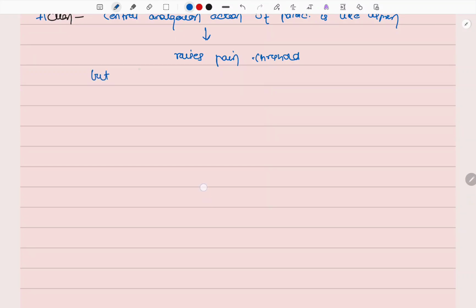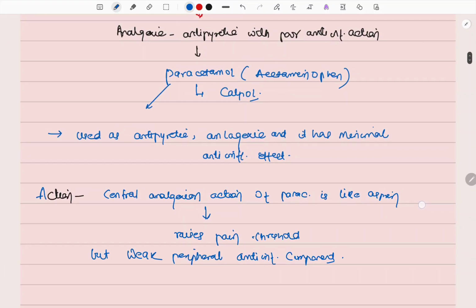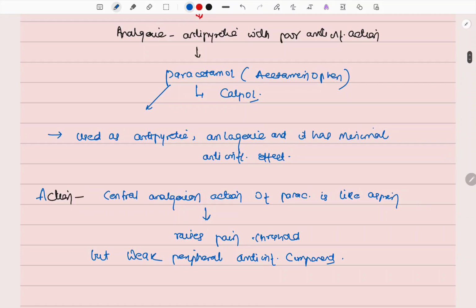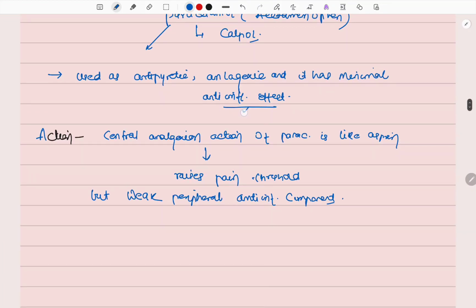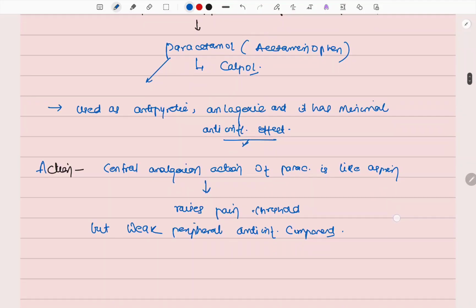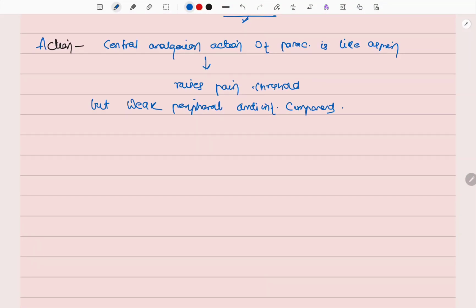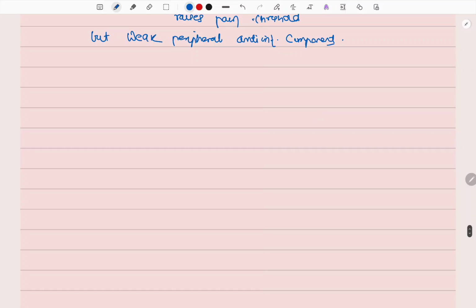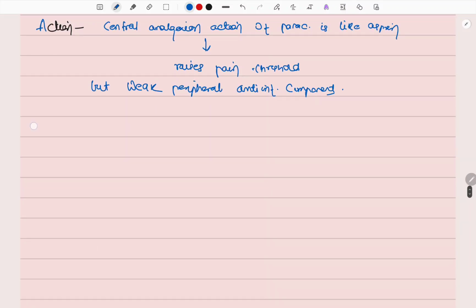But if we talk about the periphery, it has a weak peripheral and anti-inflammatory component. Because here I have written that paracetamol is used as an antipyretic, analgesic, and it has minimal anti-inflammatory effect, meaning a very low anti-inflammatory effect. Paracetamol we mostly use as an antipyretic. So here we will write this was the analgesic action, and that was a weak peripheral anti-inflammatory action.